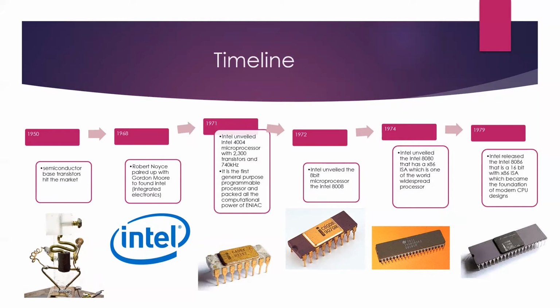In 1972, Intel unveiled the 8-bit microprocessor, the Intel 8008, and later on, in 1974, they unveiled the 8080, which has an x86 ISA, one of the world's most widespread processors. In 1979, they released the Intel 8086, a 16-bit processor with the x86 ISA, which became the foundation of modern CPU designs.